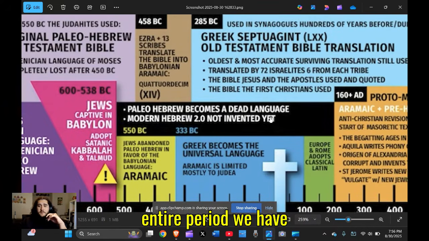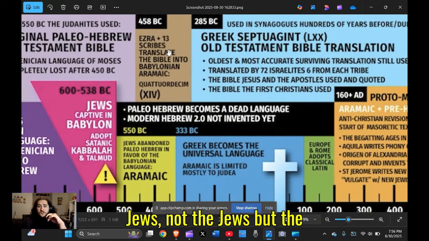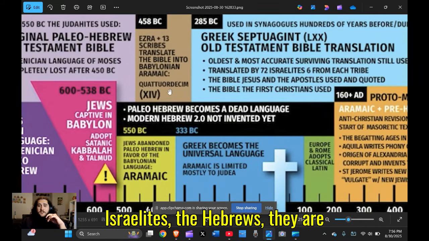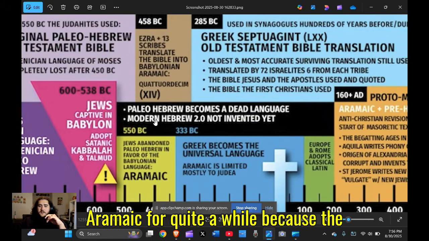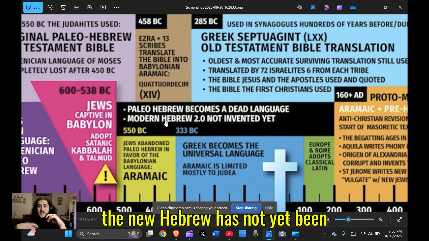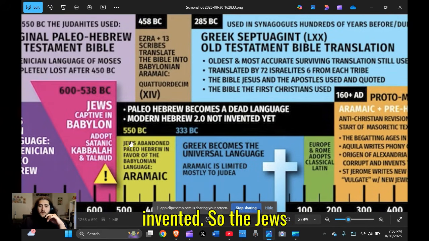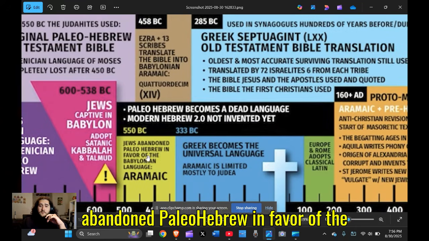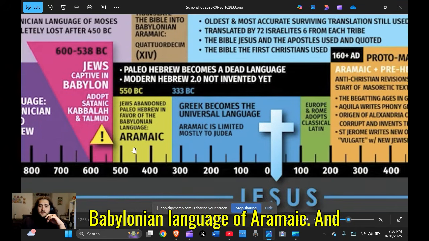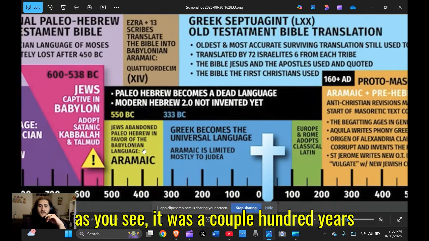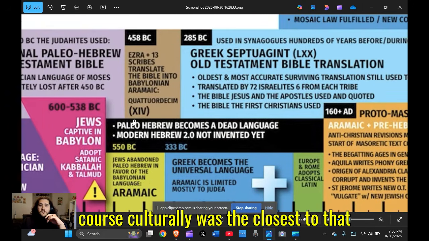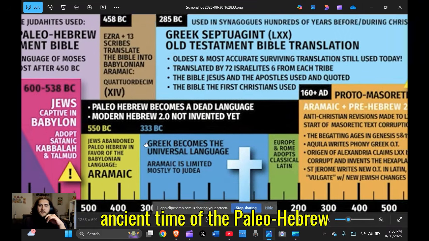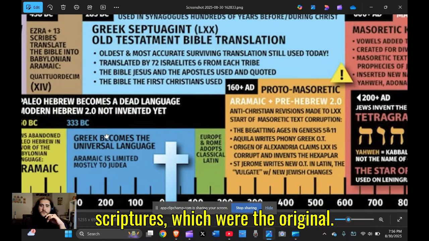So for this entire period, we have the Israelites, the Hebrews, speaking Aramaic, and they're speaking Aramaic for quite a while because the new Hebrew has not yet been invented. So the Jews abandoned Paleo Hebrew in favor of the Babylonian language of Aramaic. And as you see, it was a couple hundred years where they only spoke Aramaic, which, of course, culturally was the closest to that ancient time of the Paleo Hebrew scriptures, which were the original.